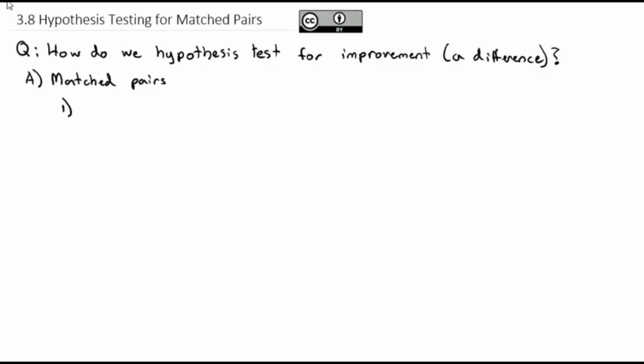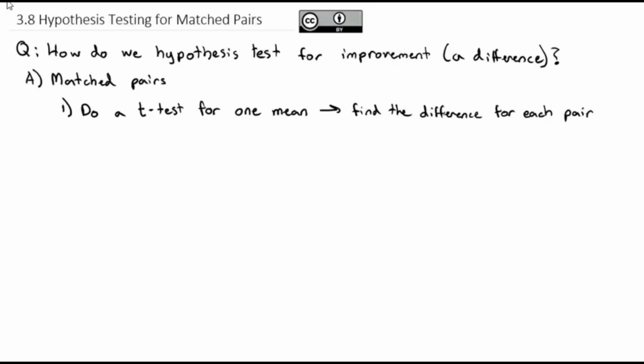And the way matched pairs work is we're going to do a t-test for one mean. Just like we did a t-test for one mean before, the only difference is we will first find the difference for each pair. And then we'll use those differences as our one variable to figure out whether or not there is a positive, negative, or no difference between the before-after data.